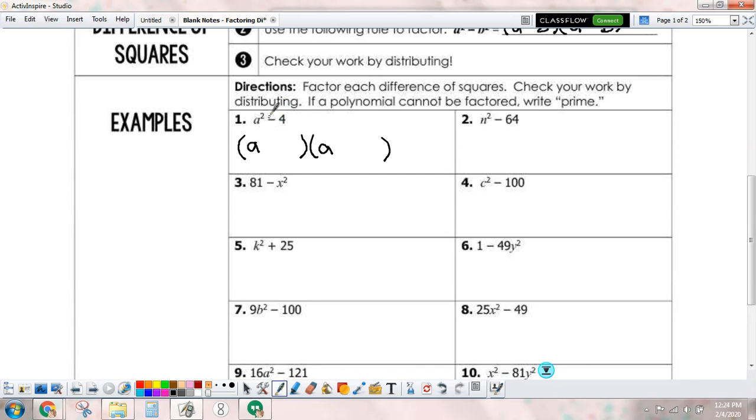And then back here, I've got a 4. The minus sign just reminds us that it is a difference of squares. We're going to have a plus and a minus on the inside of our parentheses. But then we look at the 4, and I'm going to do the square root of 4. And the square root of 4 is 2. So I'm going to put 2's there.